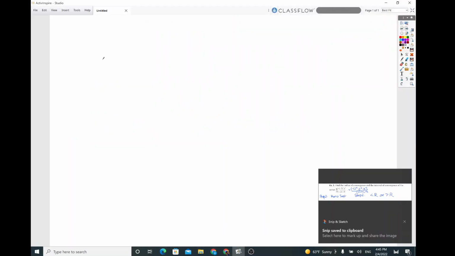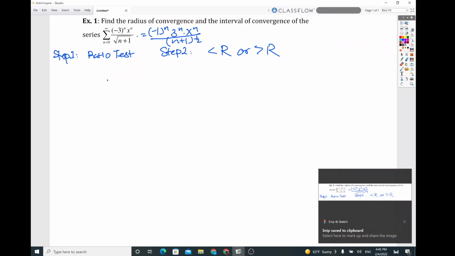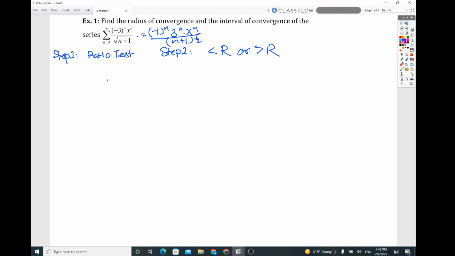Okay, so let me transfer that over here. Okay, so step 1, using the ratio test, identifying a sub n. So a sub n, this one, you just rewrite it. So this one, which is 3 to the power of n, x to the power of n, over n plus 1 quantity to the power of 1/2.